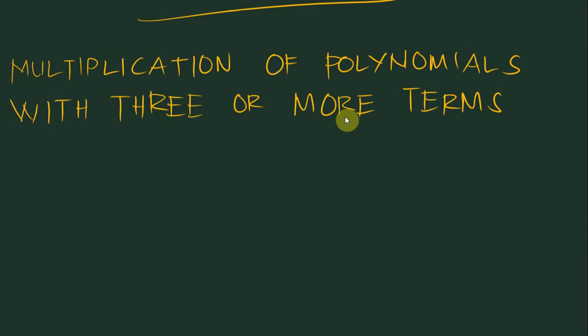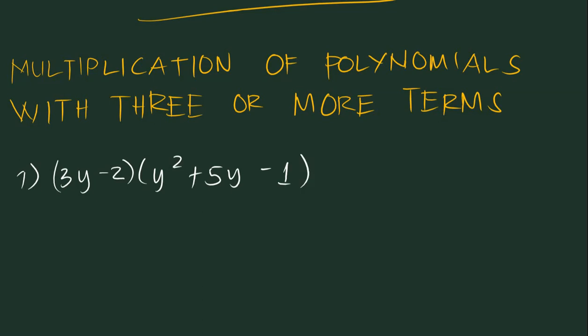Okay, let us now proceed to multiplication of polynomials with 3 or more terms. We will still be using the same principle, the distributive property of real numbers. The only difference is there are more terms. So let's have one example here. We have 3y minus 2 multiplied by y squared plus 5y minus 1. We are multiplying a binomial with a trinomial.